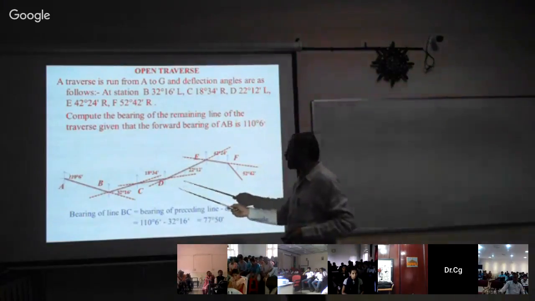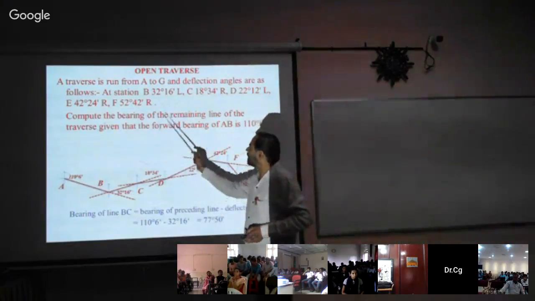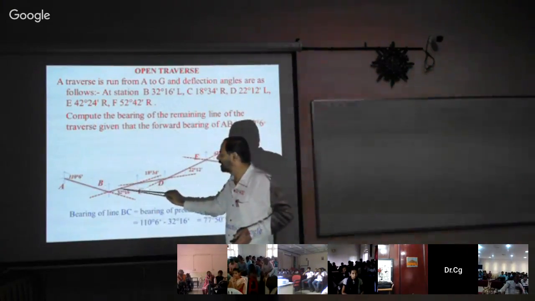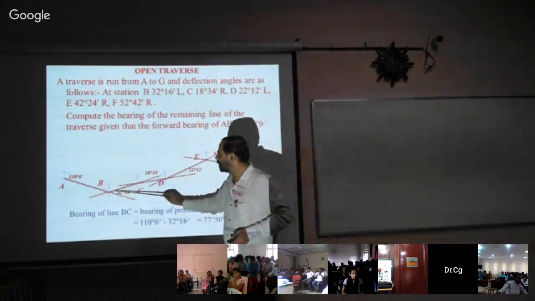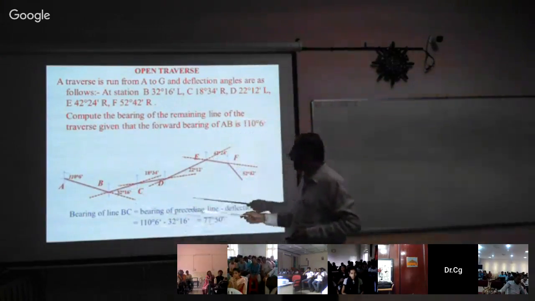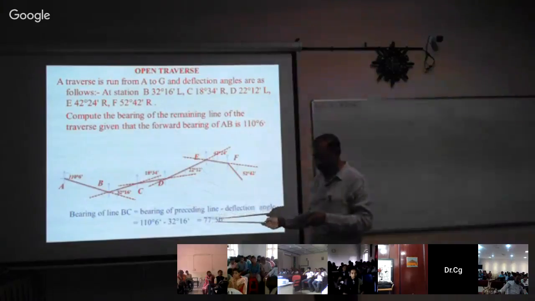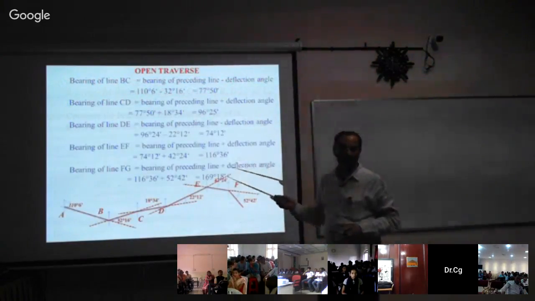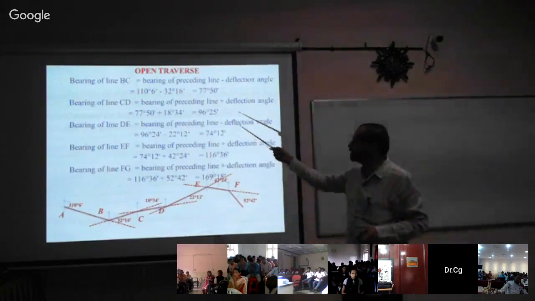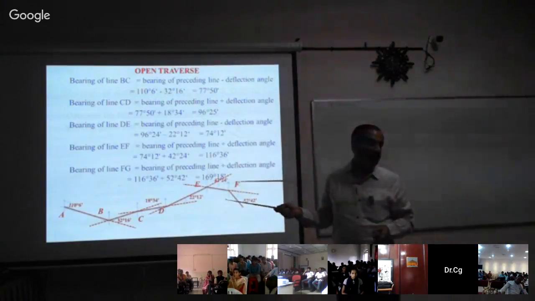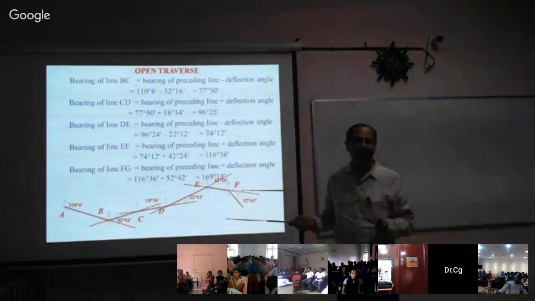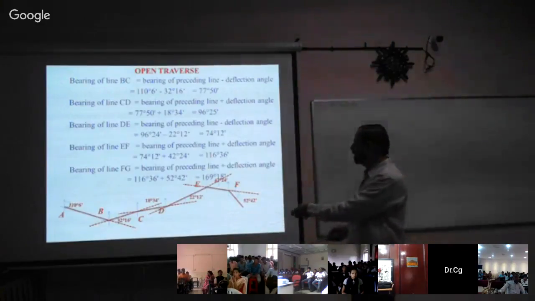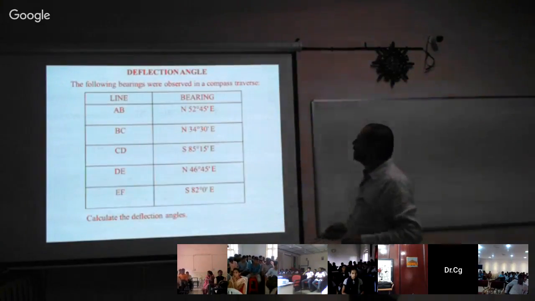Now see, they have given 32 degrees. This is 180, this is 180, this is 180. Now we can calculate the bearing of the line BC. We have calculated it here, so please go through this. All the answers and calculations are written here. Please kindly go through this. It is simple arithmetical subtraction and addition, nothing else here. Okay.